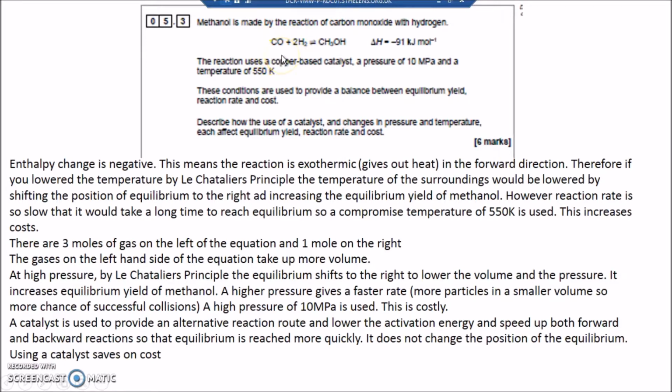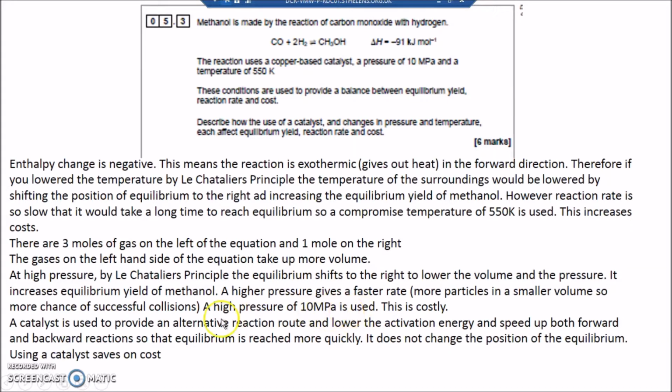So at high pressure, by Le Chatelier's principle, the equilibrium will shift to the right to lower the pressure and take 3 moles of gas down into 1 mole of gas, because the volume's reduced and therefore the pressure's reduced. And so you're going to get a greater equilibrium yield, more methanol in other words. So a higher pressure gives a faster rate, more particles in a smaller volume, so more chance of successful collisions, and also a greater yield of methanol as the equilibrium shifts to the right hand side. Therefore a very high pressure, 10 megapascals, is used, and that's going to be costly.